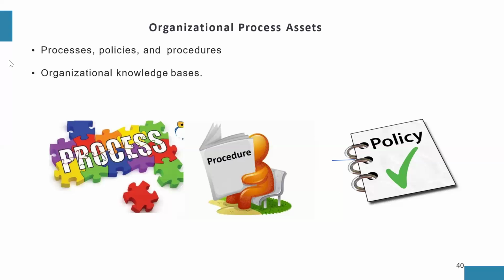Then another part of organization process assets is called knowledge bases. Now, knowledge bases are historical information that you've captured, or knowledge you've captured from projects over time. Now, why is this important? So let me explain this.